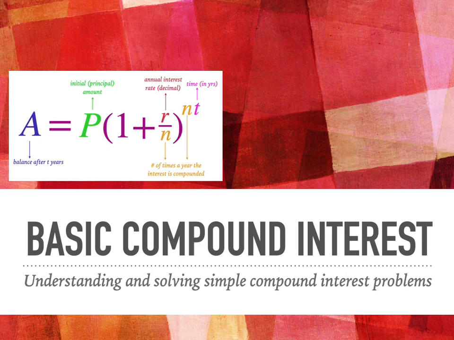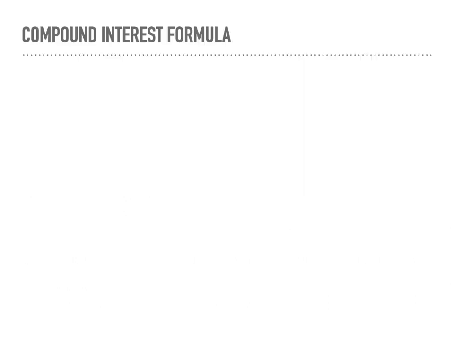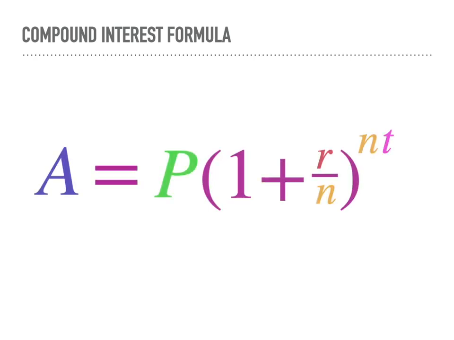This is what y'all been waiting for, basic compound interest. Before we start off, it's important to understand the compound interest formula, which is the following: A equals P times (1 plus R over N), all to the power of N times T. What do all of these weird looking variables mean?